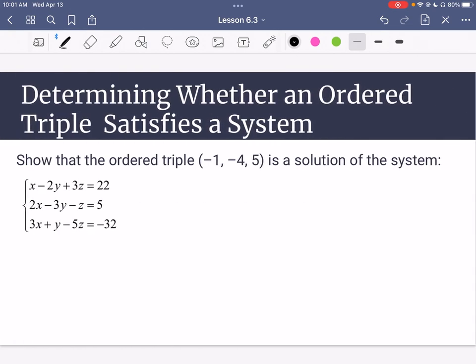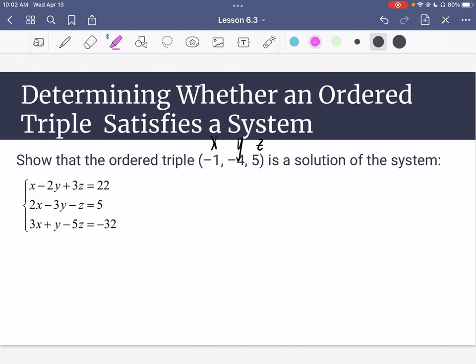All right, so first, before we actually fully dive in, let's just talk about whether or not an ordered triple actually satisfies a system of three equations with three variables. Okay, so we'll look at this example. We have the ordered triple -1, comma, -4, comma, 5. So -1 is representing x, -4 is representing y, and then 5 is representing z.